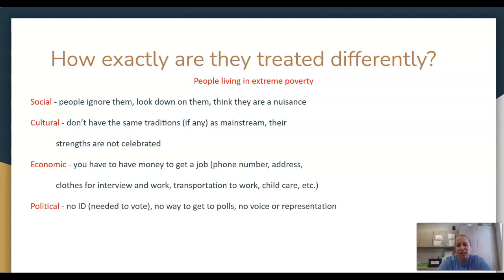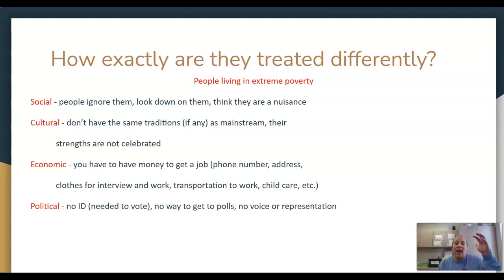Economic, you have to have money to get a job. On a resume, you have to be able to put an address and a phone number, and you have to look nice in an interview. You have to be able to get there. So all of those things take money. Even if you don't own a car, you still have to buy a bus pass or a bus ticket. So it costs money to go get a job, which then goes back to they're not able to get a job. So then political, if they are in extreme poverty, they might not have an ID because they can't afford to go get one. If they don't have an ID, then they can't vote, okay? And then their voice isn't represented and it's not heard in our society, okay?